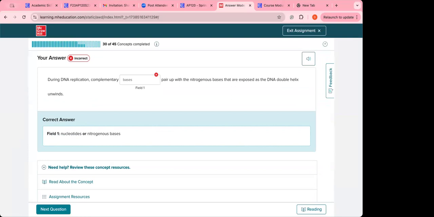Okay, complementary nucleotides, or, okay, they wanted nitrogenous bases. Again, they wanted a more specific answer than we gave. So at least we know nitrogenous bases. Okay. Go to the next. It's not wrong. It's just not as specific as they wanted it.